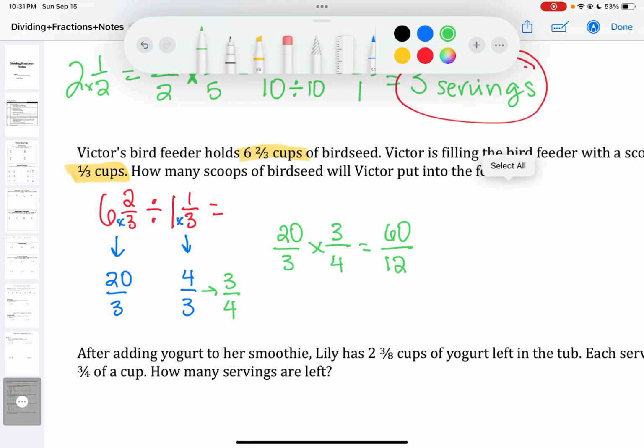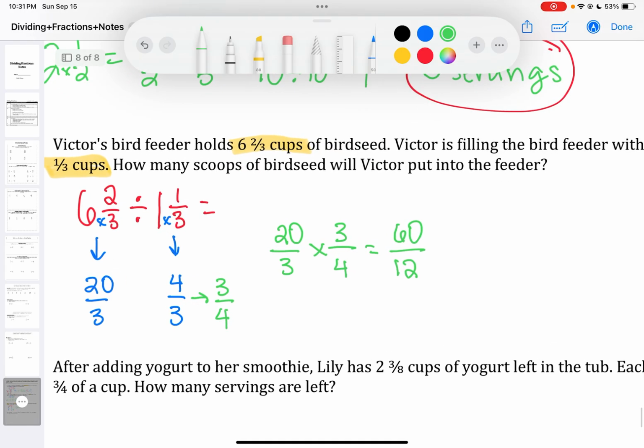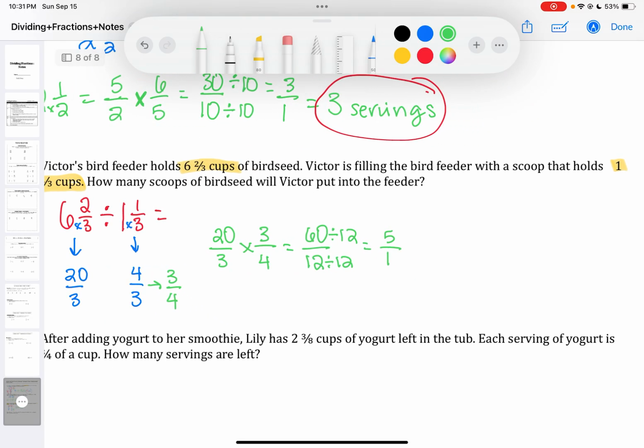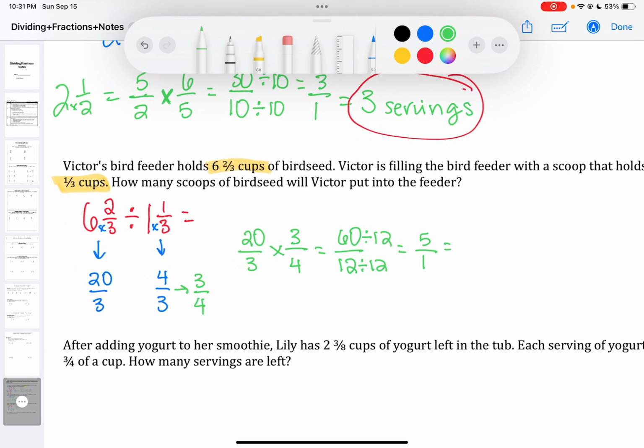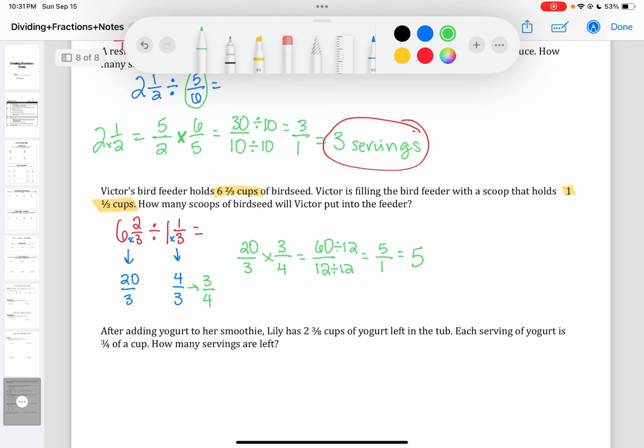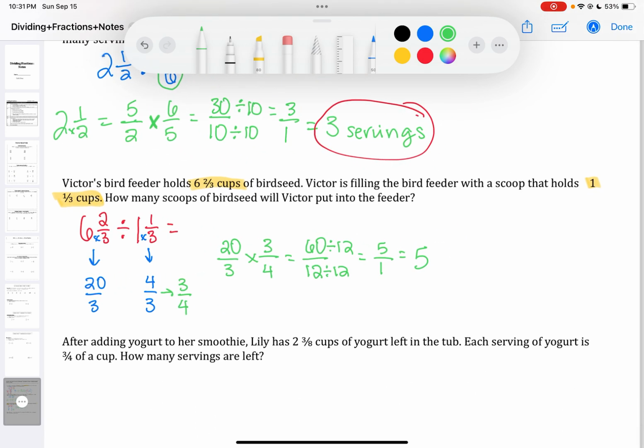I know that 12 goes into both of these numbers, as 12 times 5 is 60. I'm going to divide both of these by 12. 60 divided by 12 is 5, and 12 divided by 12 is 1. And we also know that 5/1 is the same thing as 5. So Victor can fit 5 scoops of bird seed into the feeder. So for this one, I'm going to put 5 scoops.